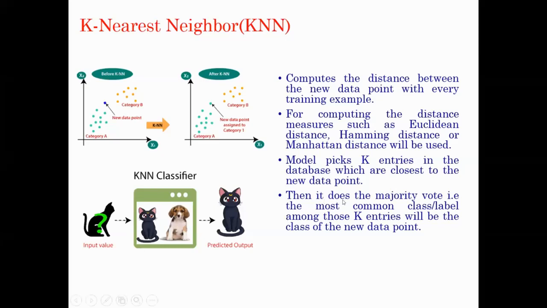Then it does the majority vote. Suppose there are 10 data points near this point. Out of the 10 data points, how many are in category B and how many are in category A? Then it does the majority vote, and the most common class label among those k entries will be the class of the new data point. So it is only based on the distance and the k nearest neighbors, based on the closest points.